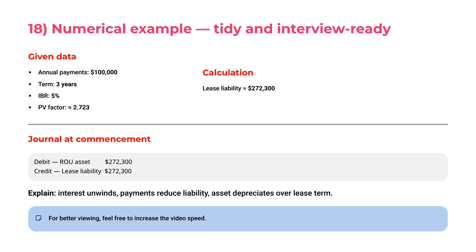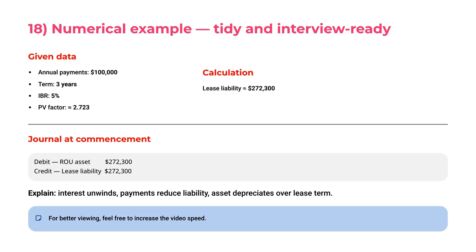Numerical example, tidy and interview ready. Annual payments of $100,000 for 3 years. IBR 5%. PV factor approximately 2.723. Lease liability approximately $272,300. Journal at commencement: debit ROU asset $272,300, credit lease liability $272,300. Explain: interest unwinds, payments reduce the liability, and the asset depreciates over the lease term.